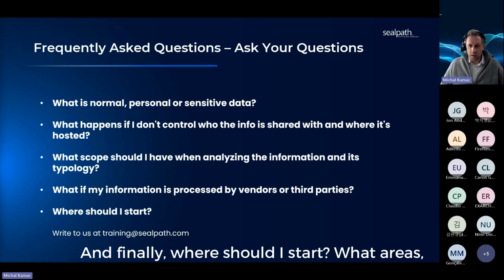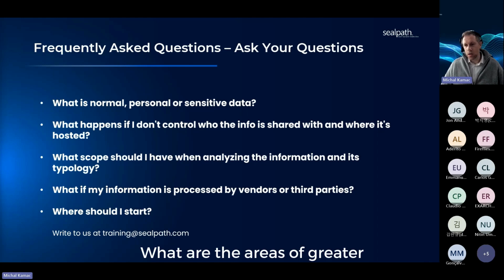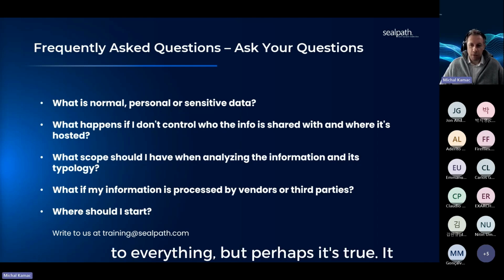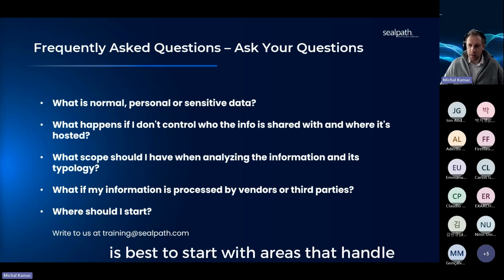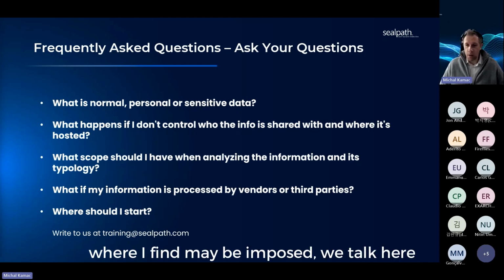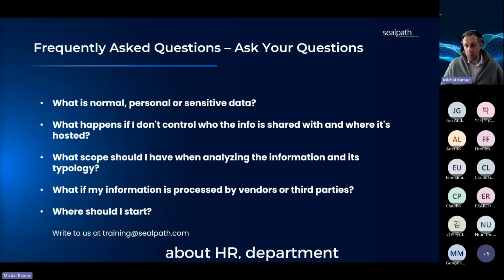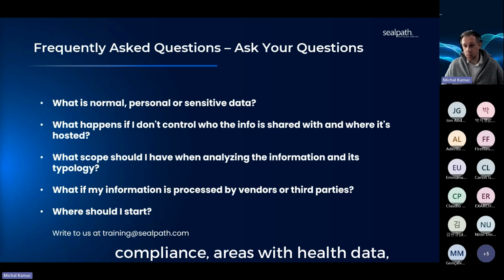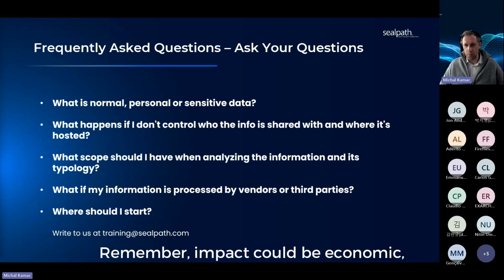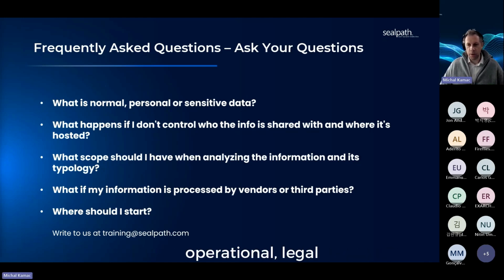And finally, where should I start? What are the areas of greatest data protection risks in my organization? Well, it should be done to everything, but perhaps it is best to start with areas that handle particularly sensitive information. So where a fine may be imposed. We talk here about HR department, compliance, areas with health data, strategic areas, etc. So where the impact of a leak may be greater. Okay, remember, impact could be economic, operational, legal, and reputational.